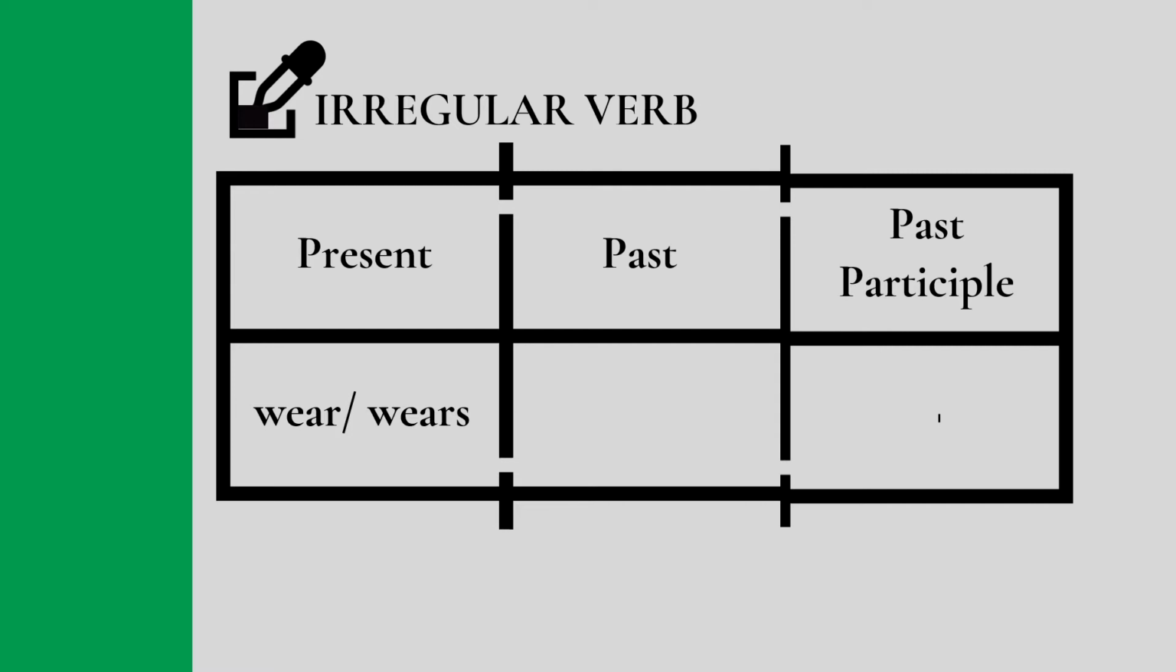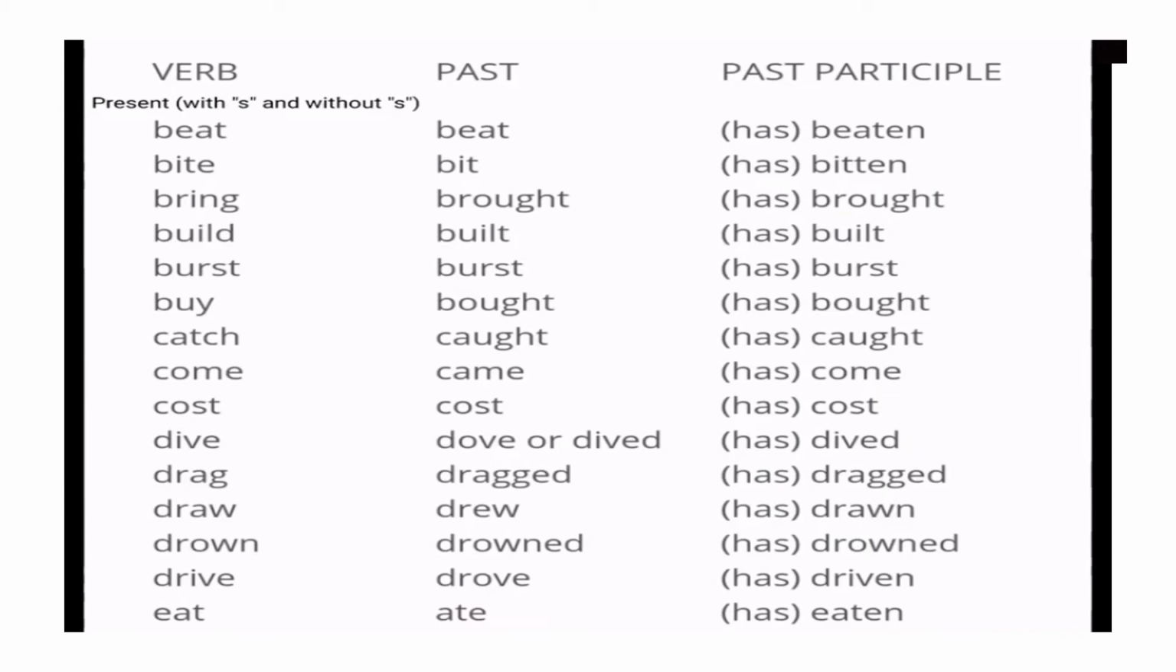Do we have the term weared? No, the past tense for wear is wore, and its past participle is worn. It is an example of an irregular verb because we formed its past tense and past participle in different ways. We have lots of irregular verbs and these are some examples. For you to know if it is an irregular verb, you must read more to be able to memorize all these.